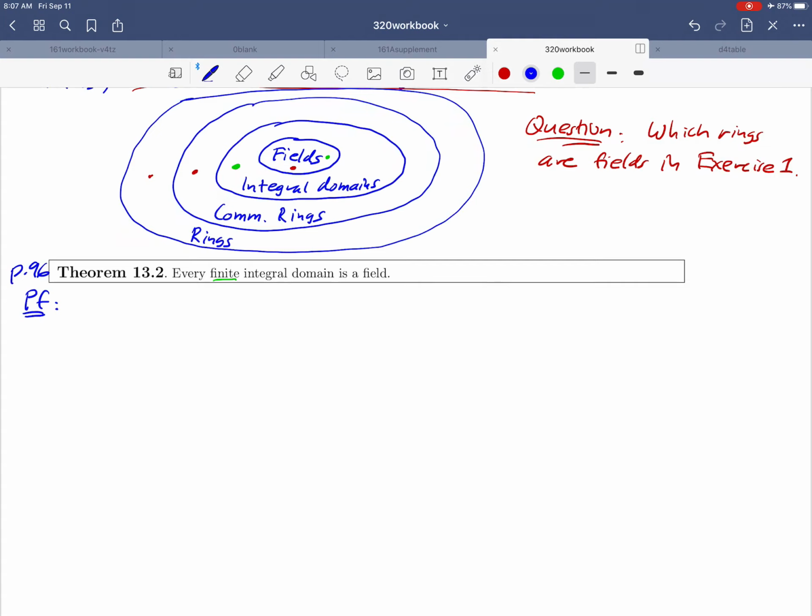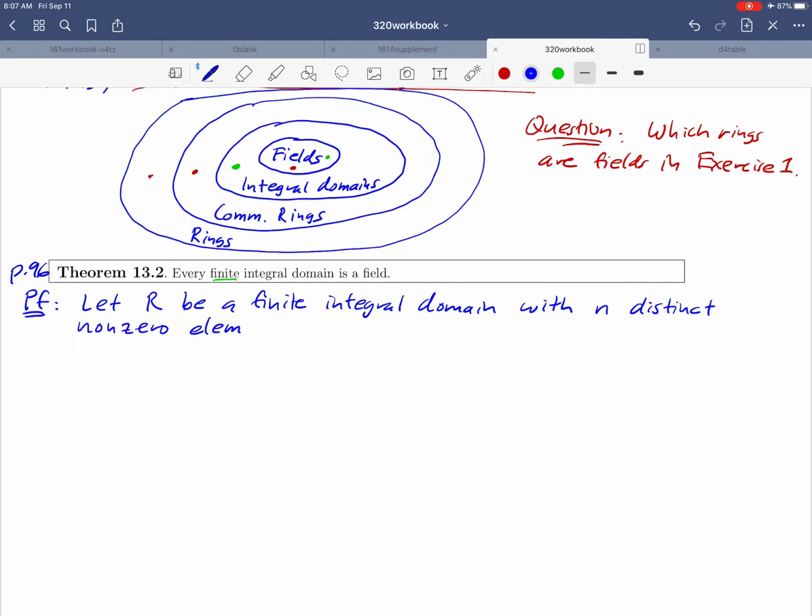All right, so what do we want to assume here? We're going to start with a finite integral domain. And since it's finite, we can give a number to the number of non-zero elements it has. So let's assume that it has n distinct non-zero elements, which means that we can write our ring in this form: there's a zero element, and then there's n things that are not zero, which we'll just call x1 through xn.